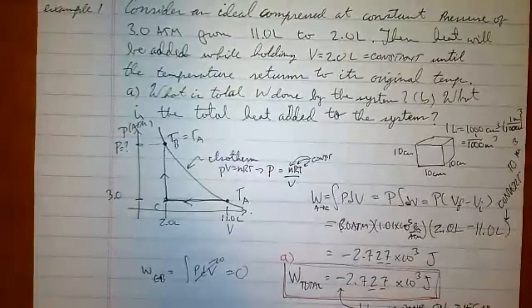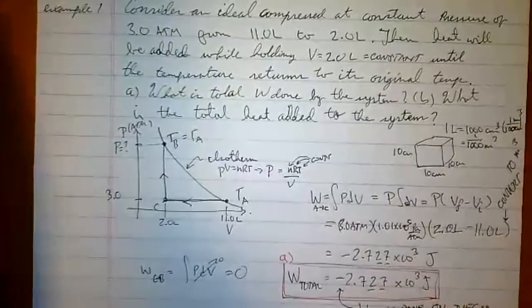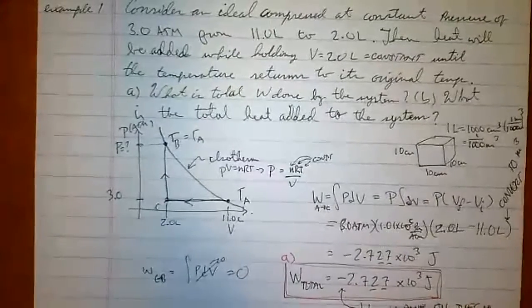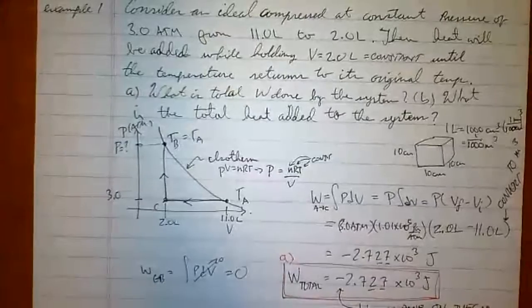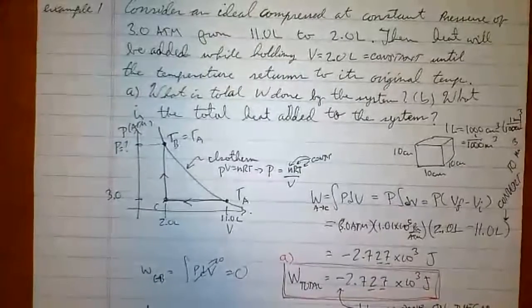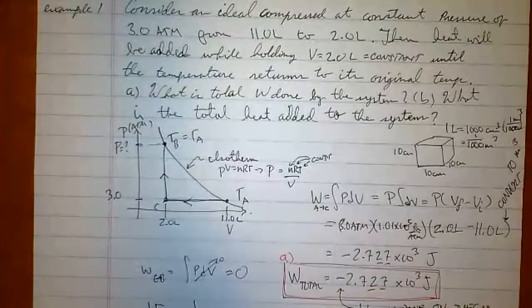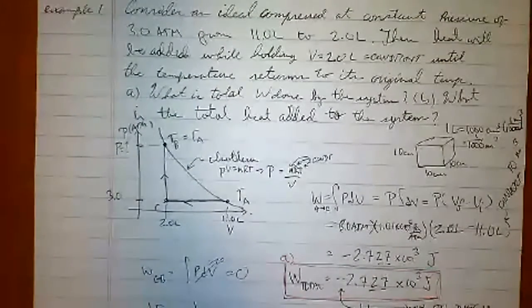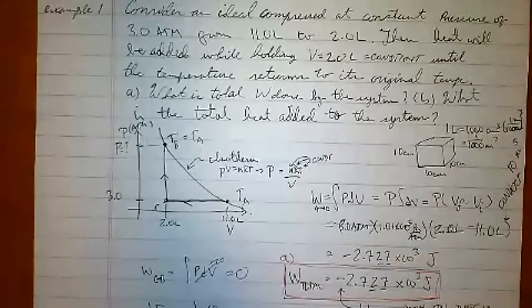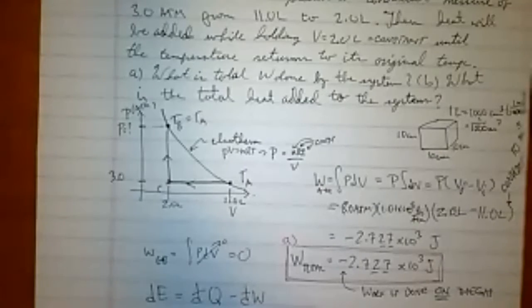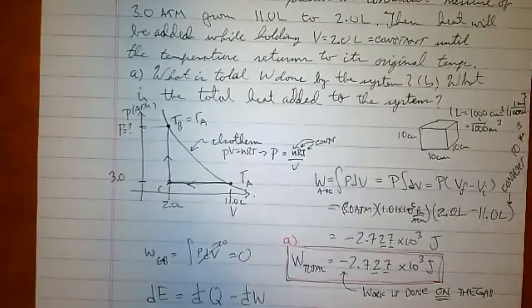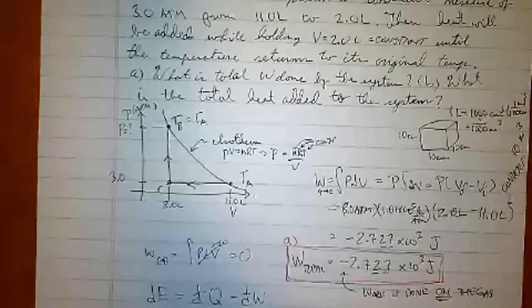And then what is the total heat added? So what we have here is application of the first law. And the first law says that the change in internal energy dE is equal to the pseudo differential Q minus the pseudo differential W. So if we can figure out the final internal energy, we can figure out how much heat must be added. Okay.